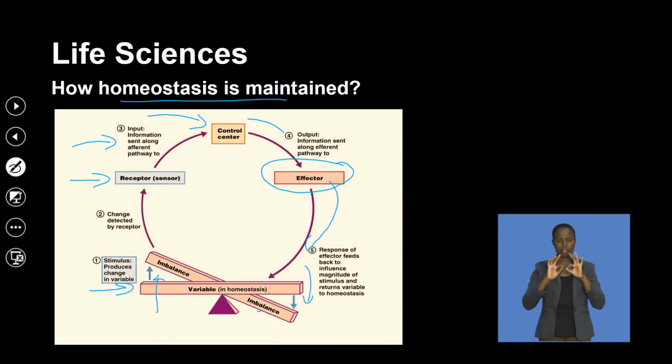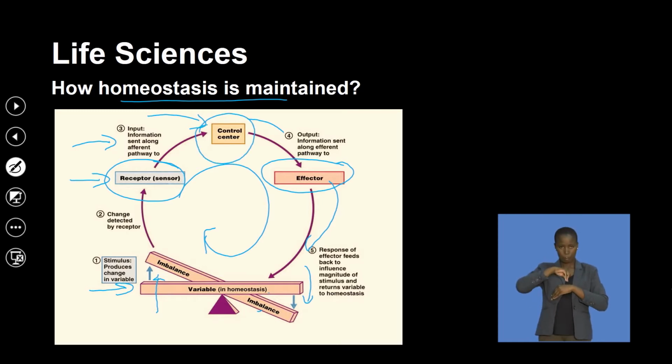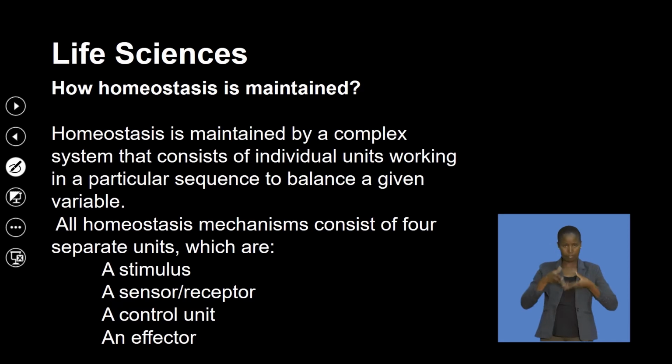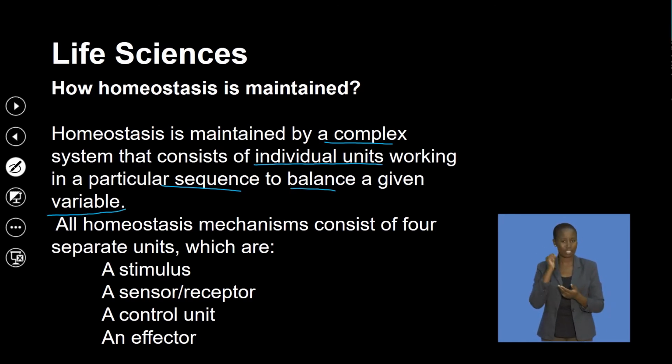So this cycle of events ensures that a stimulus is received. The control center responds by sending an impulse to the effector organ, thereby bringing about a change. That change establishes what we call the balance, which was disturbed by a change in the variable. So that's an overview. As I mentioned, homeostasis is a complex process that consists of individual units working in a particular sequence to balance and respond to a variable.